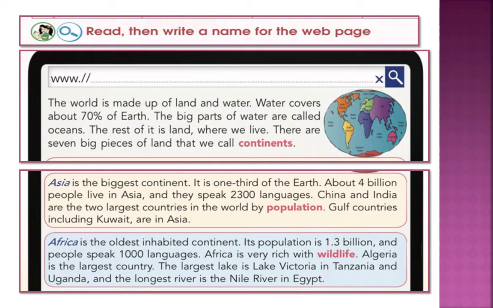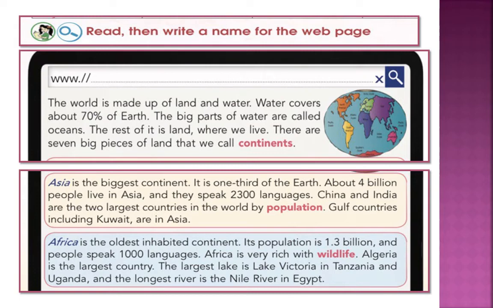About 4 billion people live in Asia, and they speak 2,300 languages. China and India are the two largest countries in the world by population. Gulf countries, including Kuwait, are in Asia.